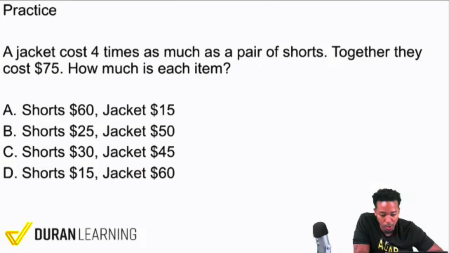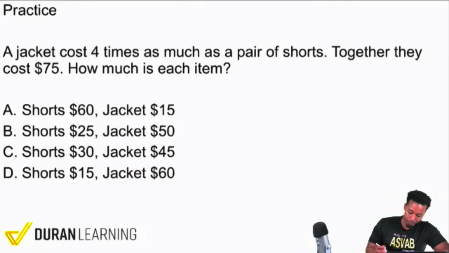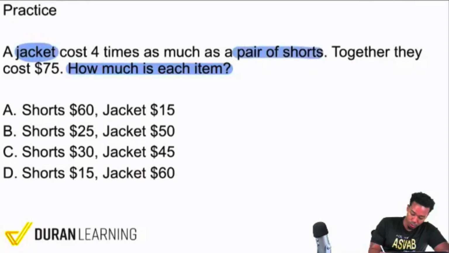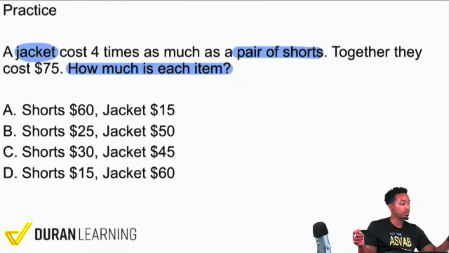All right, sweet. So let's go ahead and go through some of the setup here. We're looking for how much is each item. So what items are we talking about? A jacket and a pair of shorts. So before I even continue, yes or no, are we good on that? The 2 items in discussion here are the price of a jacket and the price of a pair of shorts. Yes or no?